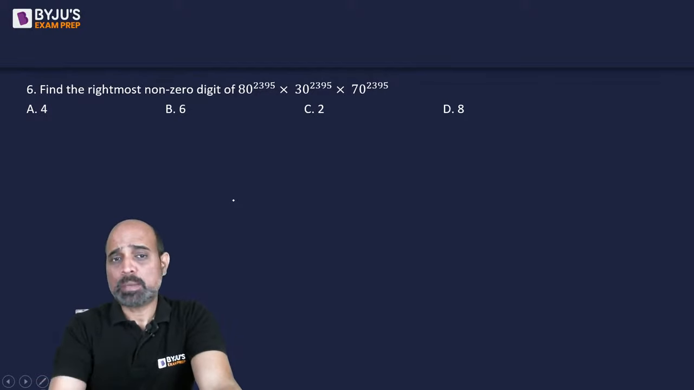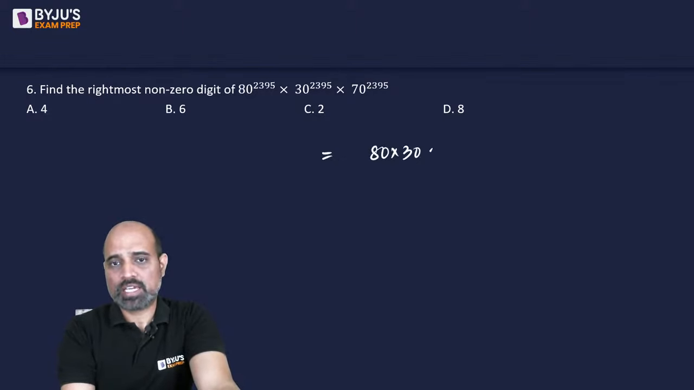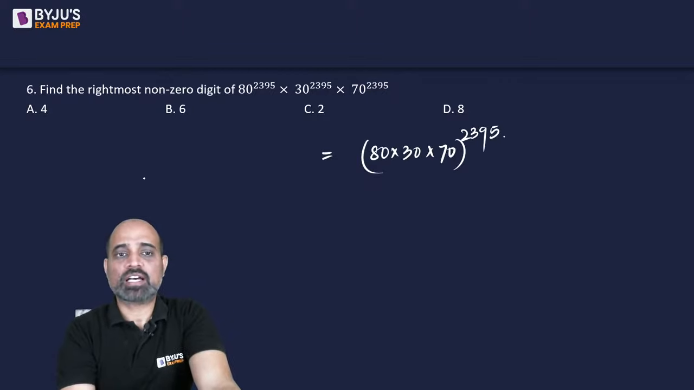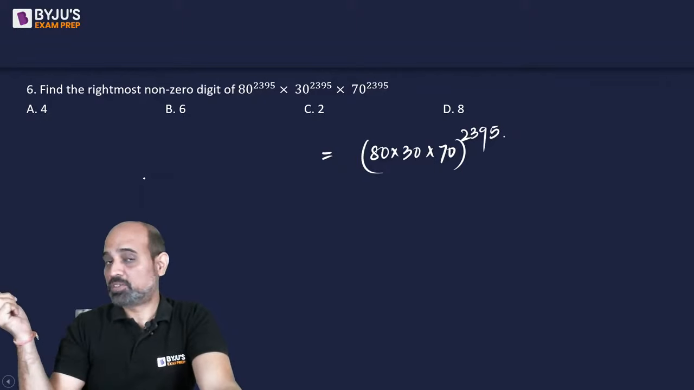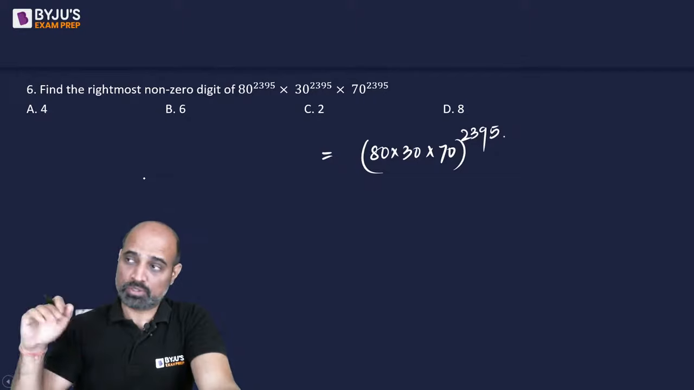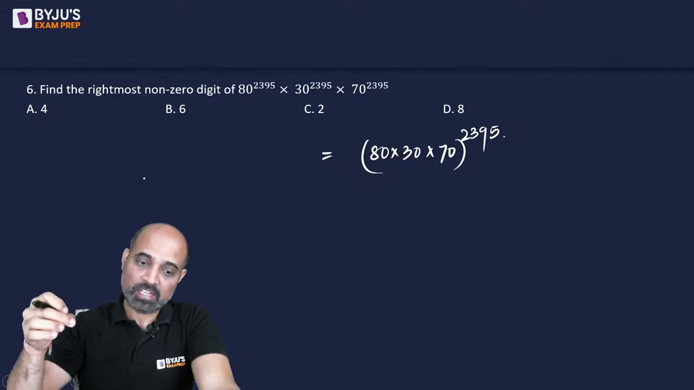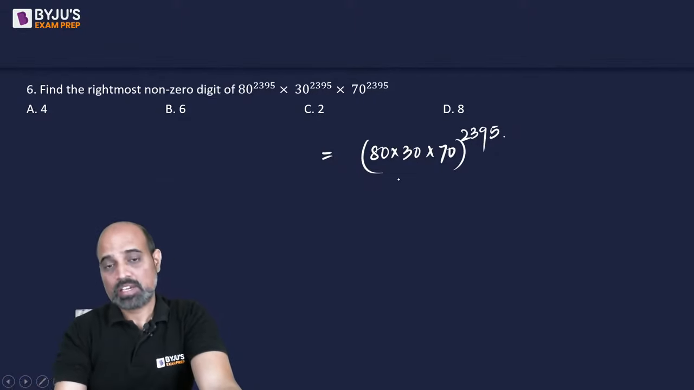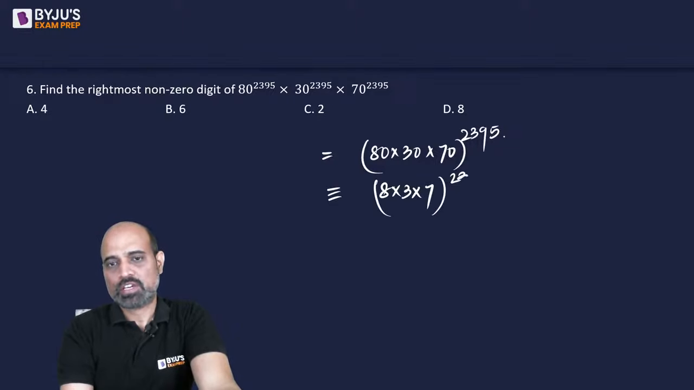Next, find the rightmost non-zero digit of 80 to the power 2395 into 30 raised to 2395 into 70 raised to 2395. Since the powers are the same, we can club them. We can rewrite this as 80 into 30 into 70 raised to 2395. Now, the rightmost digit is definitely 0, but we are asked the rightmost non-zero digit. So, right से शुरू करो जो सबसे पहला 0 वाला नहीं digit है. In other words, can we say that this can be the same as 8 into 3 into 7 raised to 2395?